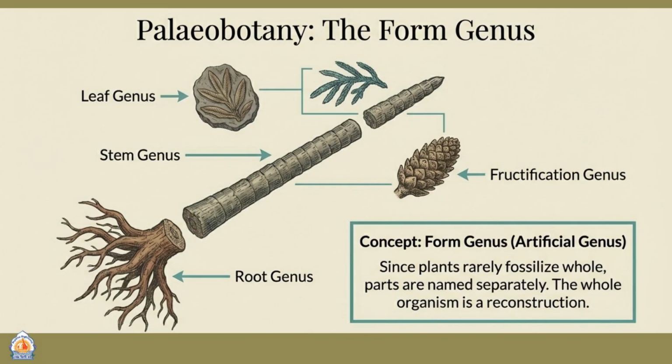While naming a plant fossil, often some other types of rules are followed. The roots, leaves, stem, fruits of the same plant could be identified as different genera. These are called form genus or artificial genus. The whole plant is reconstructed from separately named parts. And of course, this makes paleobotanical nomenclature a little bit complex.